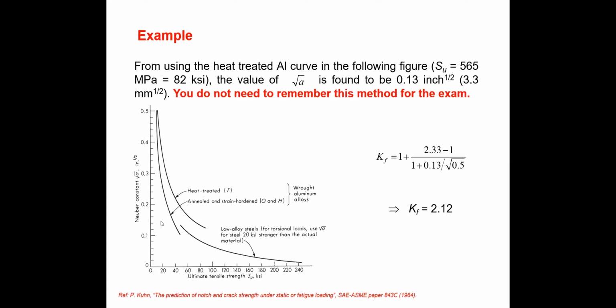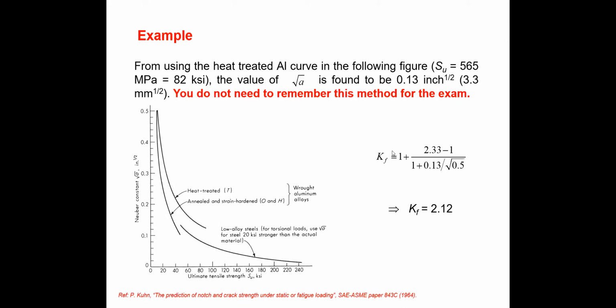Okay, heat treated one. So the material is heat treated. That's why for the aluminium alloy, it is heat treated, as they mention in the question. So it is 0.13 inch. You need to convert to millimeter. So you can see in here they convert to millimeter.